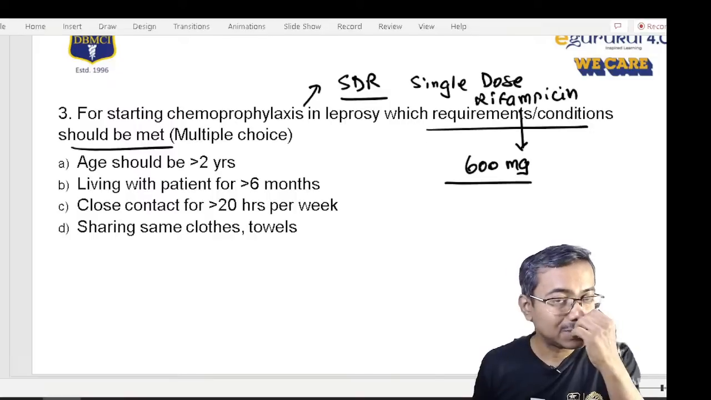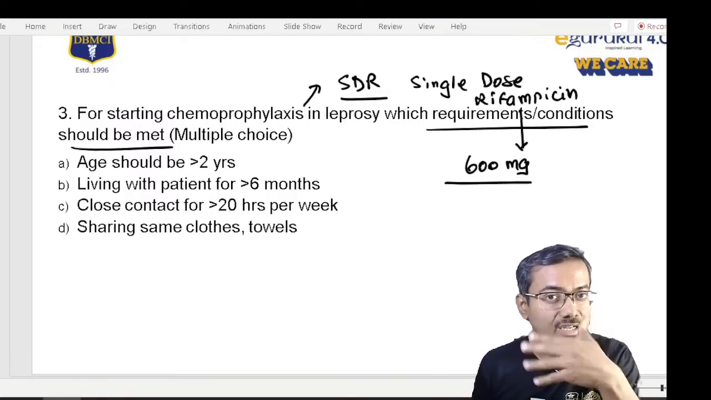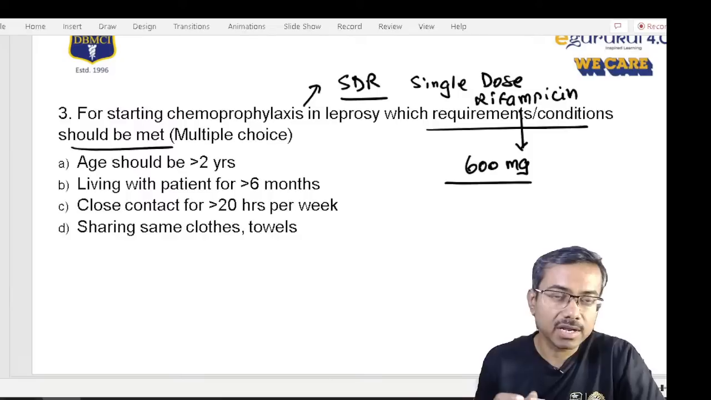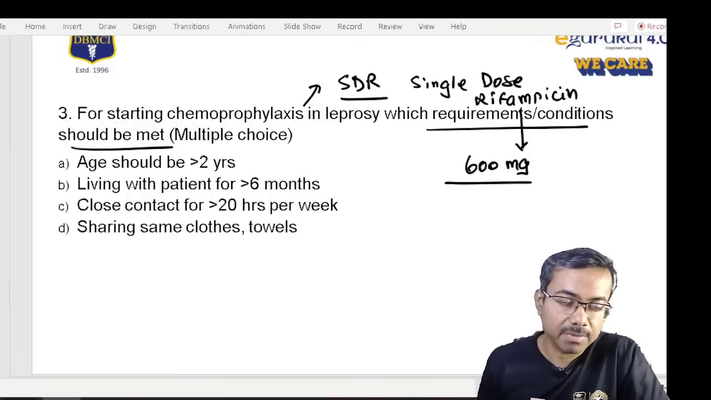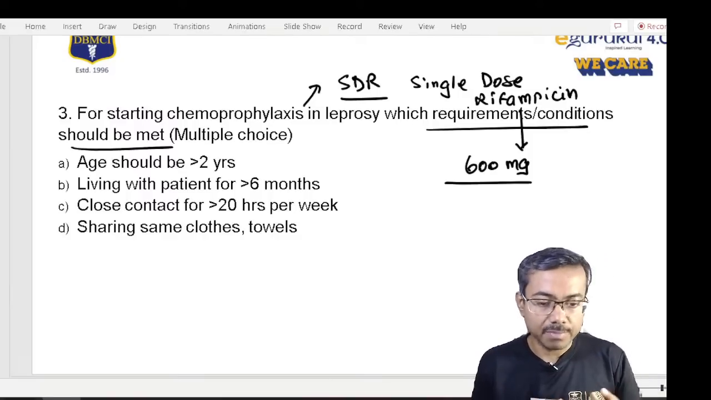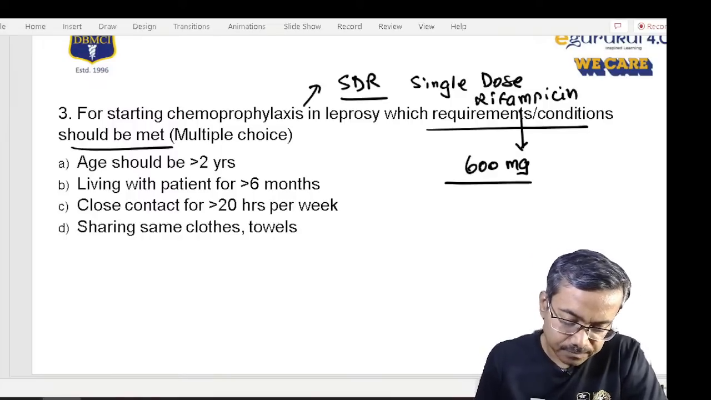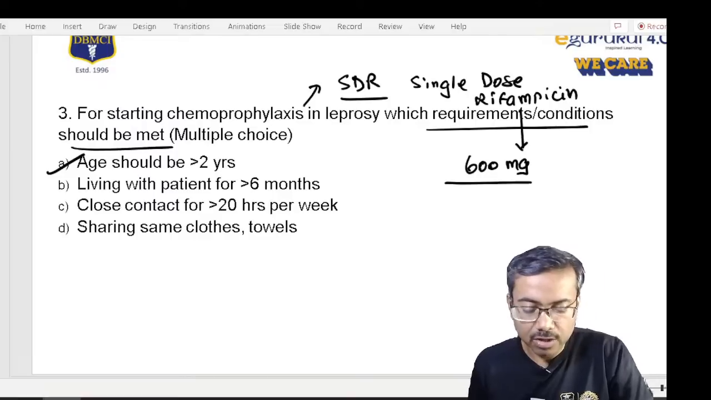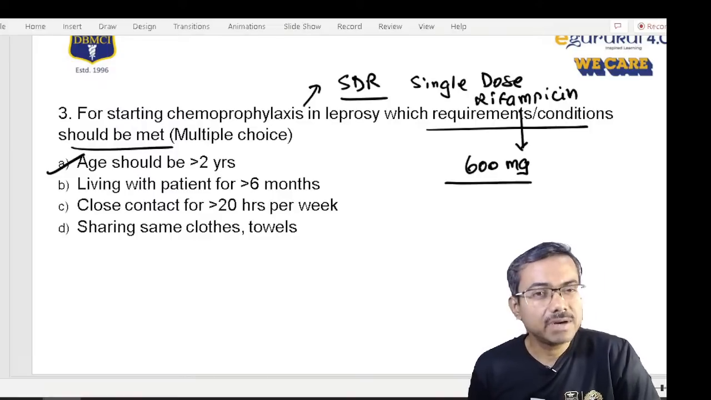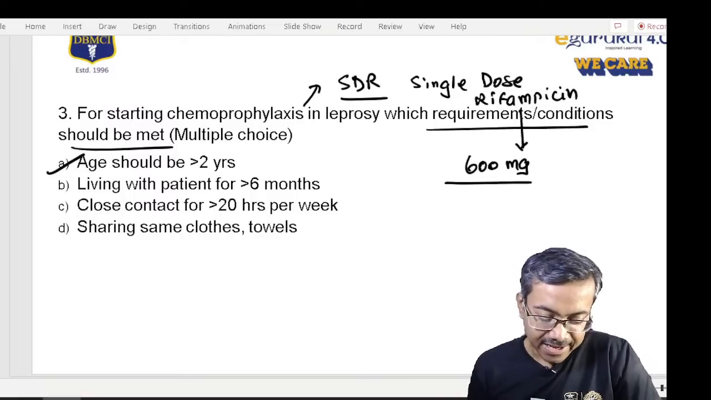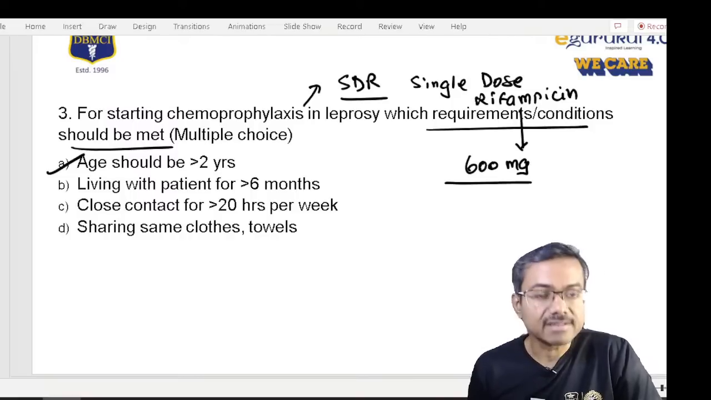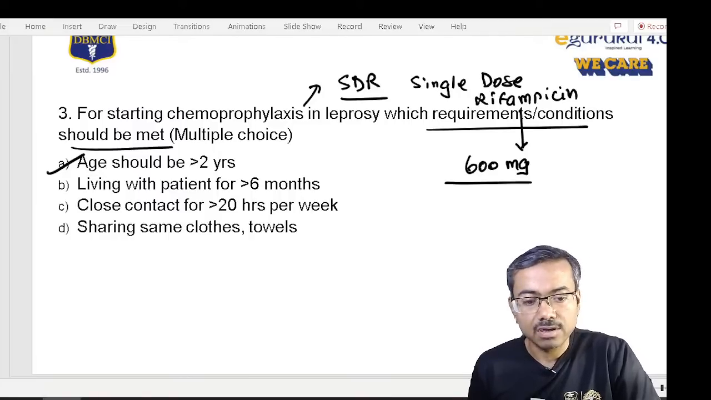Now these are multiple choice questions. Sometimes these unusual questions keep popping up, but don't get scared about them. Usually they are not repeated. The common questions are what you prepare for. Now, age should be more than 2 years. This is a bit of a controversial question because the proper guidelines are not really there. That is correct. Anybody more than 2 years, you should be able to give this.